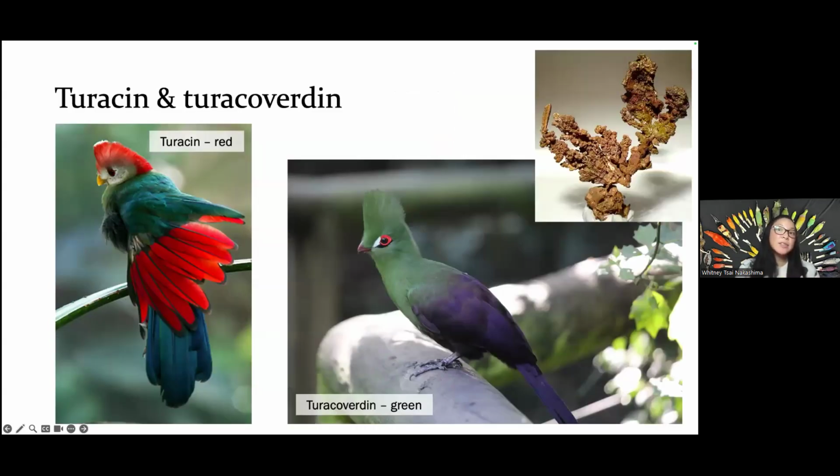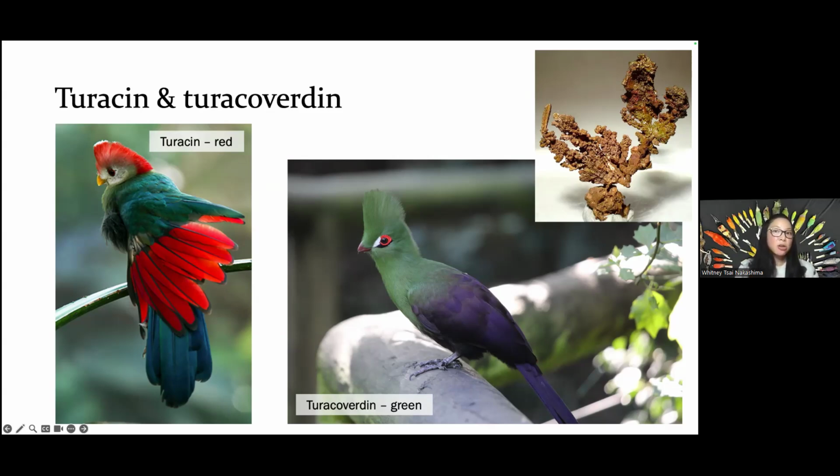Another unique set of pigments that are only found in one bird family are turacin and turacoverdin, and these are found only in turacos. Turacin makes red in turacos, and turacoverdin makes green.